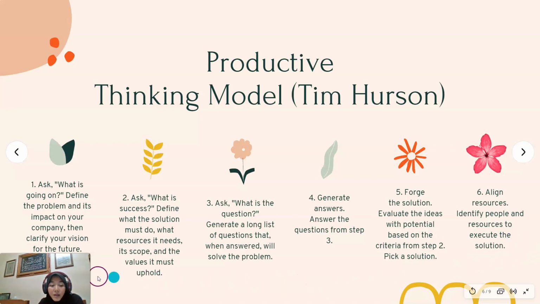So this is another way for you to solve the problem. Actually number 1 is about your analysis of your problem or identifying your problem, and also number 2. Number 3 is to list all the ideas. Number 4 is to generate all the questions from number 3, and number 5, pick a solution. Number 6 is to implement or to execute the solution.